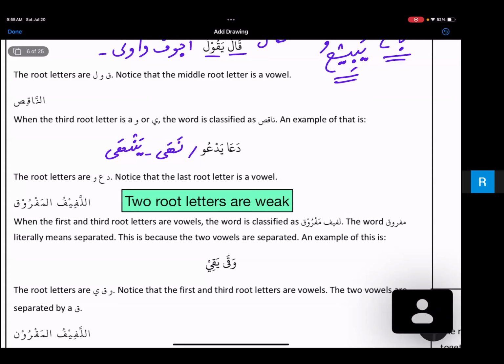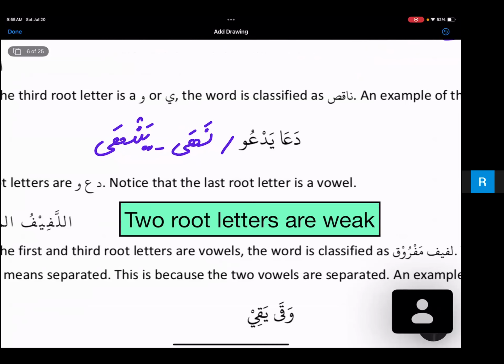So when you say da'a yad'u, this alif was basically waw. So that is the example of naqis wawi. And what happened? Da'a yad'u. When we change that into mudari', this is Bab Nasara, so we need to have dhamma on the middle root letter. And when it is dhamma, then obviously waw needs to come back with the dhamma. So this is the example of naqis wawi.